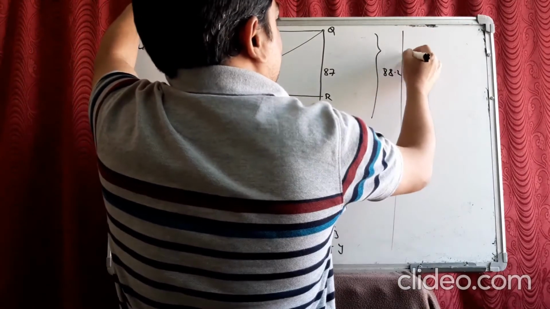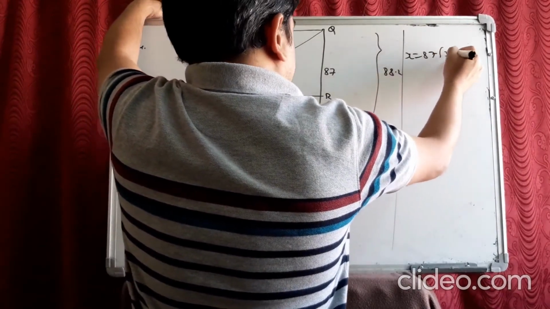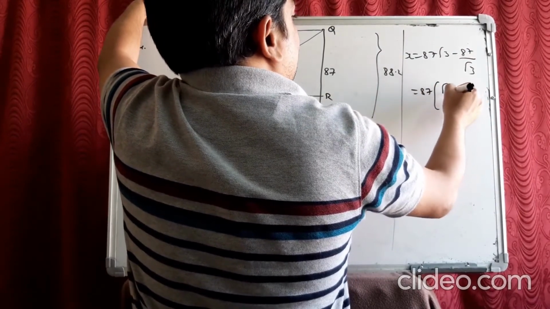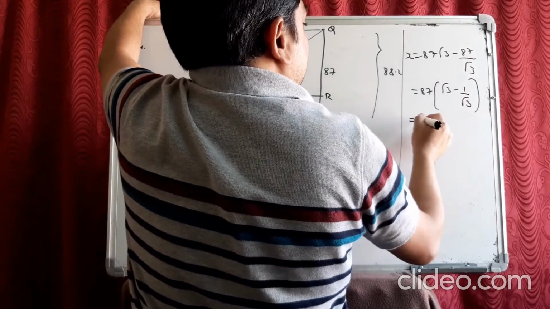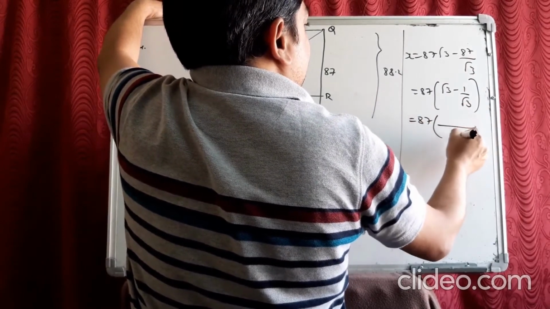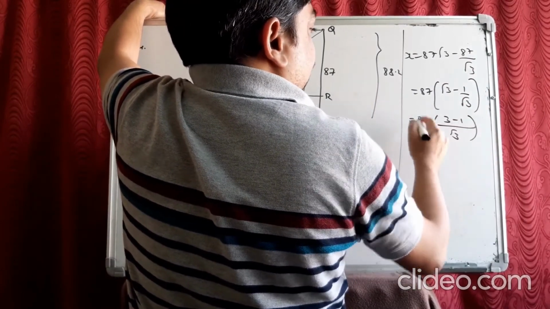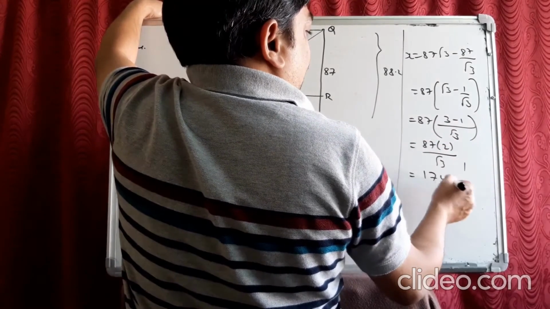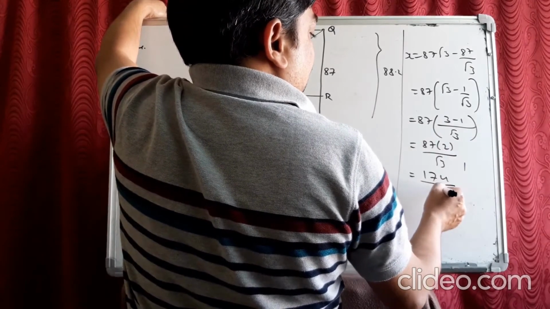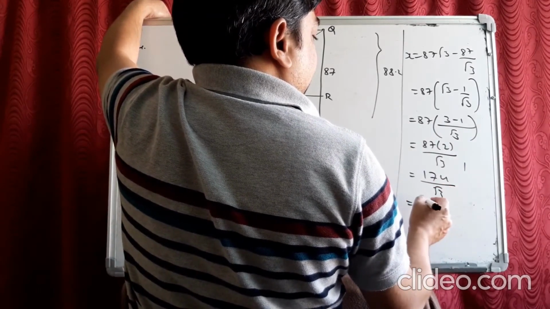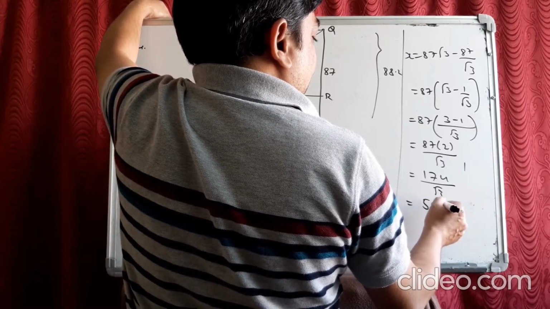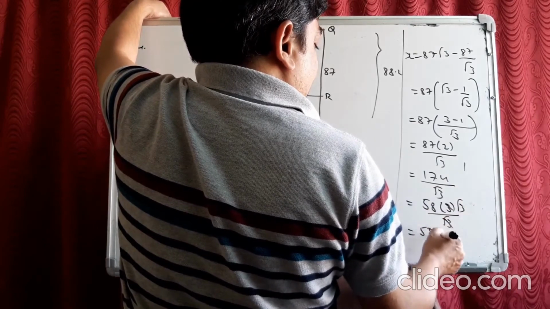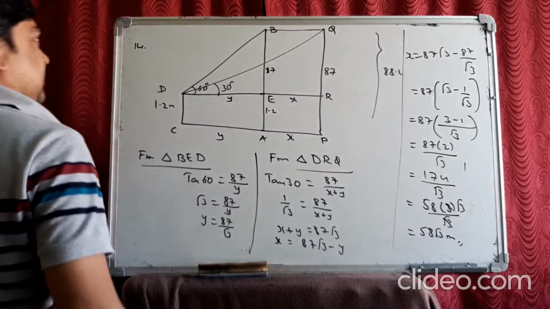So, X is equal to 87 root 3 minus 87 by root 3. Take 87 common. Root 3 minus 1 by root 3. 87 into LCM is root 3. 3 minus 1. So, 87 into 2 by root 3. 174 by root 3. You can also write this as 58 into 3 by root 3. You can cancel this. It becomes 58 root 3 meters.